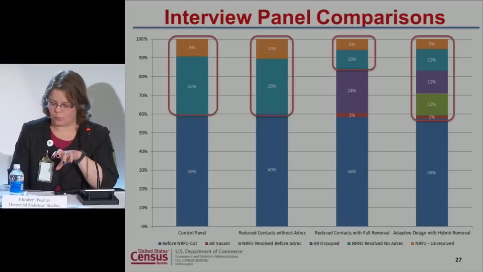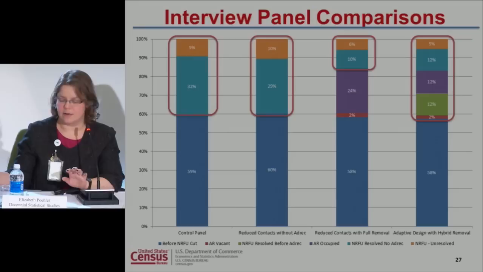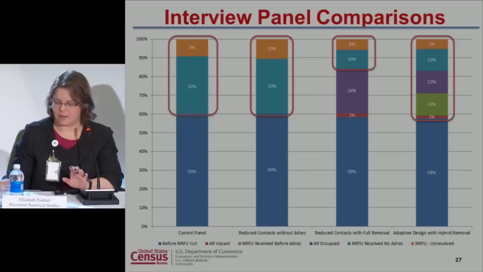We're going to focus on the NERFU interviews. So in the control panel, we're mostly talking about that 32% where the data comes from NERFU interviews themselves and the 9% that are unresolved. In the reduced contact strategy, without the use of administrative records, we're focused on the 29% of the cases with NERFU interviews and the 10% that are unresolved.